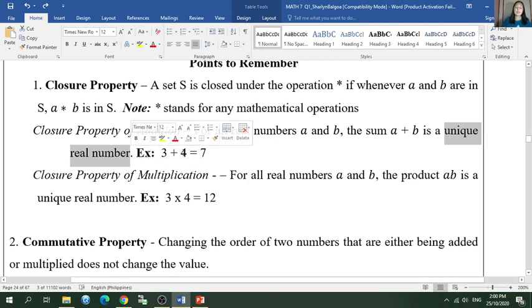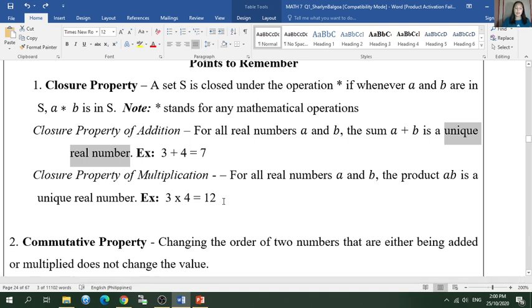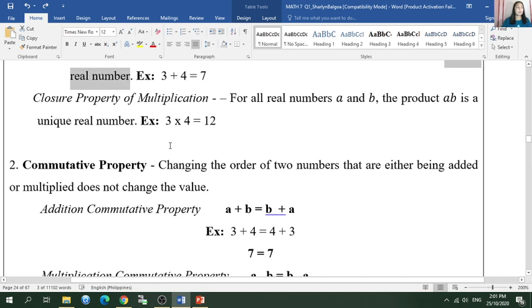So, 2 numbers that are added, there is a corresponding value or result. Same true in closure property of multiplication. 3 times 4 equals 12. Take note that in closure property, do not use subtraction and division. So closure property is only applicable for addition and multiplication.